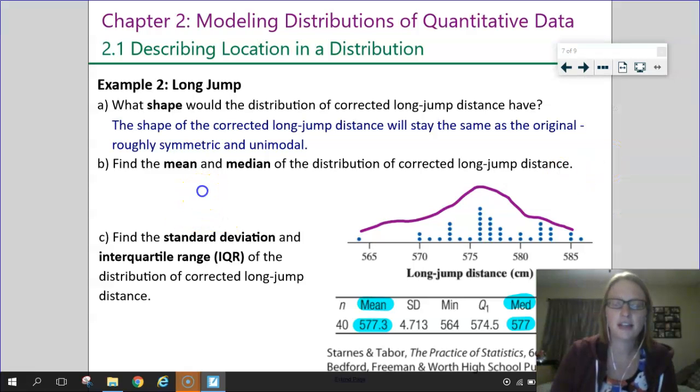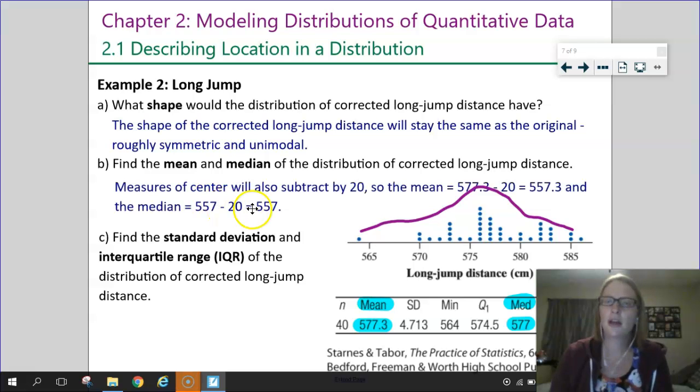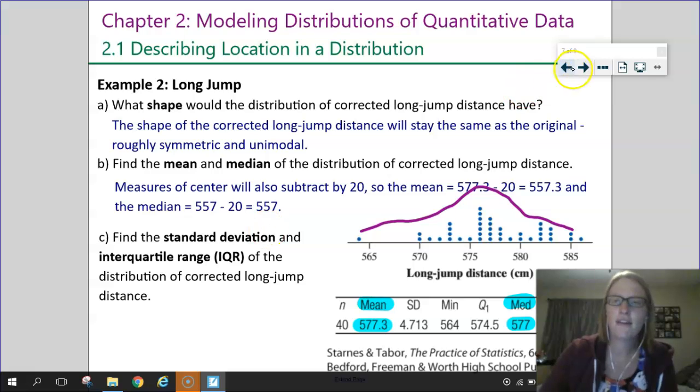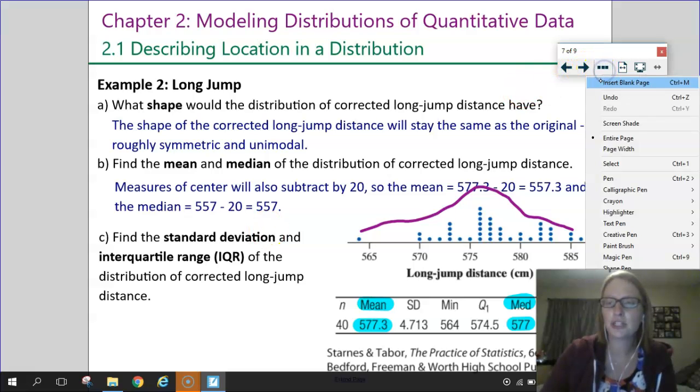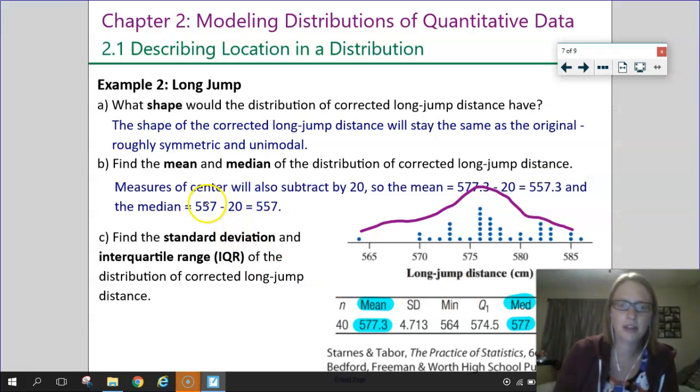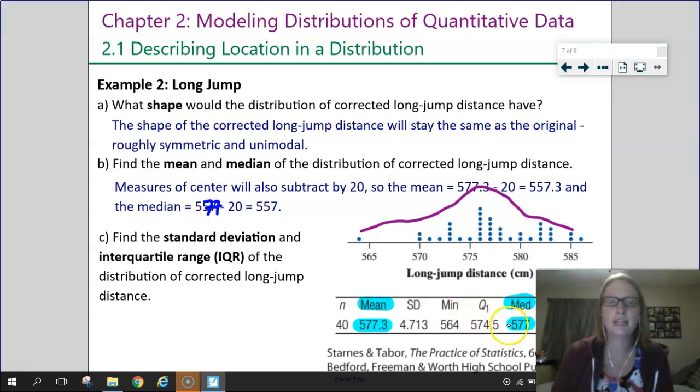So 577.3 minus 20 would give me 557.3, and then for the median, 557 minus 20, oops, excuse me, that was an error, 577 minus 20 would give me 557. I'm going to correct that value so that you have the right answer right there. So this should have said 577, since that's our median right there. Minus 20 will give me a new median of 557.